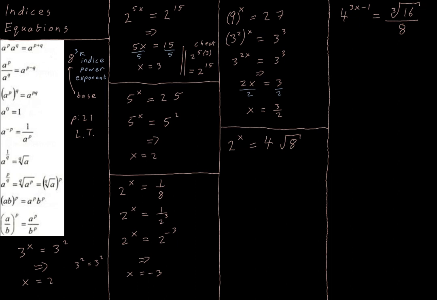Now here, I can see that I would be able to write 2, 4, and 8 all as powers of 2. So I'm going to try and write everything as powers of 2 and then get 2 to the power of something is equal to 2 to the power of something and equate my powers. So 2 to the power of x is fine. Don't need to do anything with that. 4 is 2 to the power of 2.